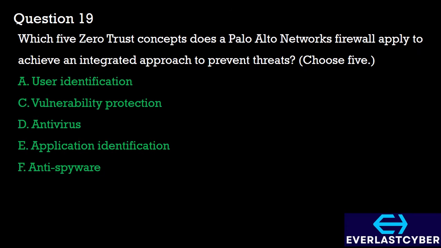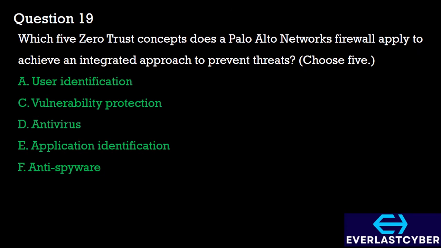The first is user identification. This associates network traffic with specific users and roles rather than just their IP addresses, thereby enforcing identity-based security policies. The second is vulnerability protection. This detects and blocks exploits targeting known vulnerabilities in applications and operating systems. The third one is antivirus. It scans and prevents malware infections, including viruses, trojans, and other malicious files.